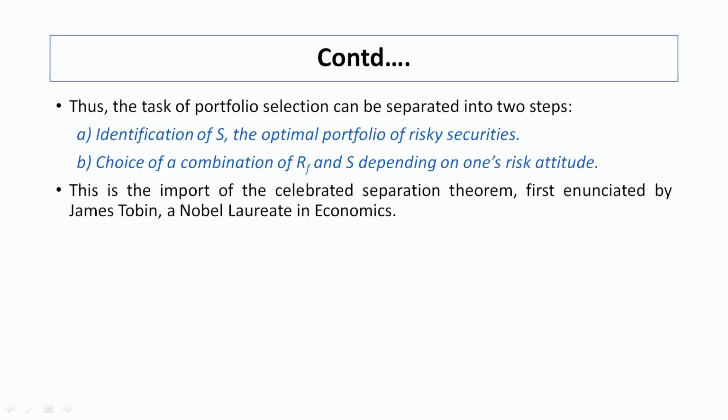So thus the task of portfolio selection can be separated into two steps, that is first identification of S, the optimum portfolio of risky assets, and choice of combination of RF and S depending upon his risk attitude. So we can easily select the securities on the basis of this optimum portfolio where we introduce the concept of risk-free instrument. So we simply say that if we introduce the concept of risk-free instrument along with risky instrument, we can easily go for selecting an optimum portfolio which comprises both secured securities, or we can say the bond-based securities, as well as the risky securities. So this is the import of the celebrated concept, that is the separation theorem, or we can say the two fund separation model that has been given by James Tobin. We are going to elaborate this concept in the next lecture.